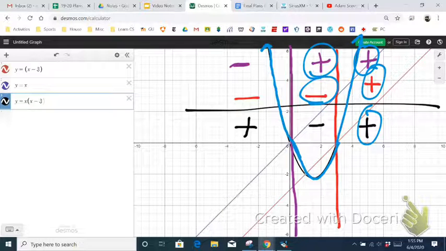So by looking at the sign around the zeros of y, you could determine what the graph's going to look like in between those intervals. So now we're going to take that idea and help us understand why bounces occur.